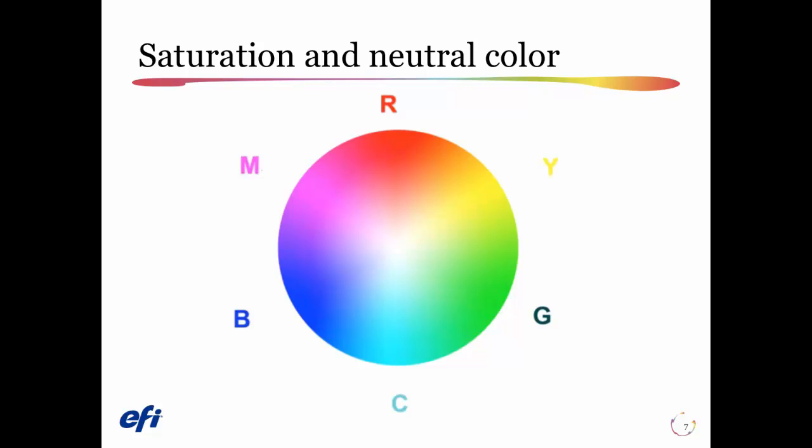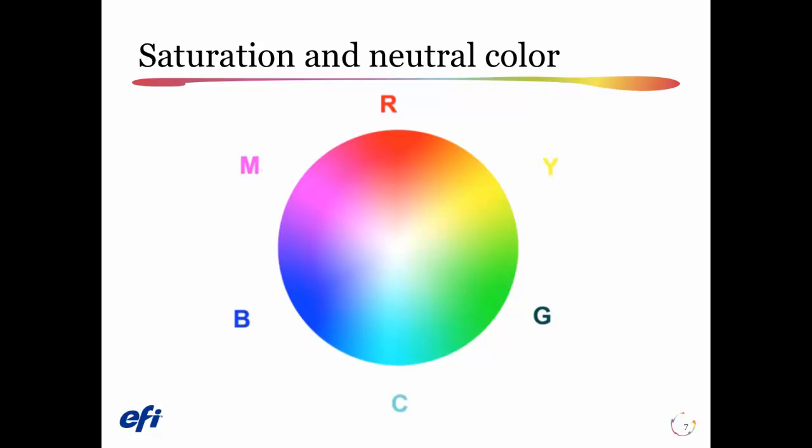Let's talk about a saturated green. A saturated green in the lower right of this slide is very pure because it's very low in magenta. See how magenta is opposite the green? Magenta is the unwanted component in a green. Cyan and yellow are wanted.